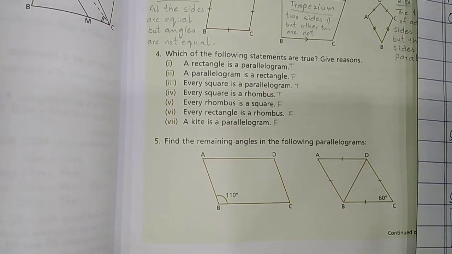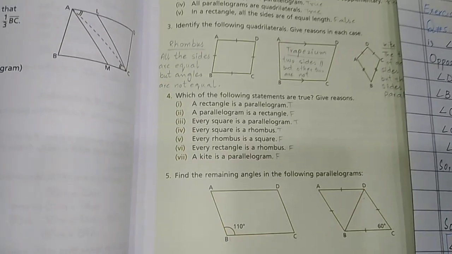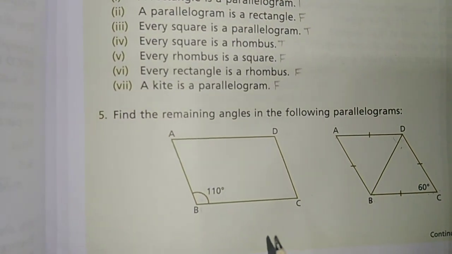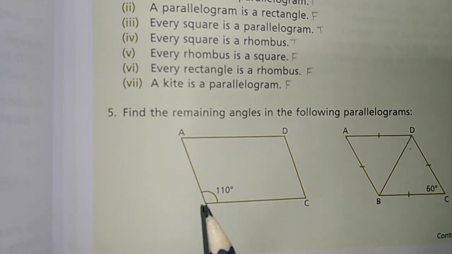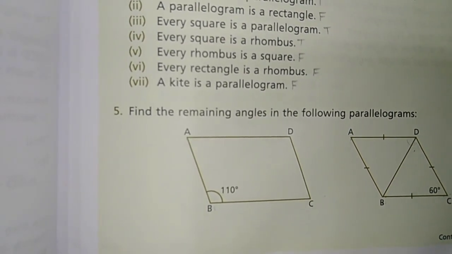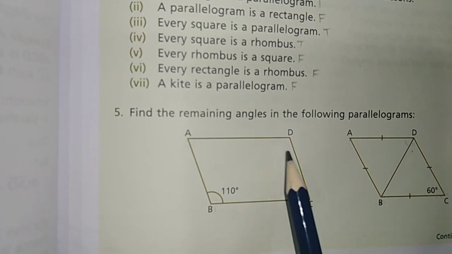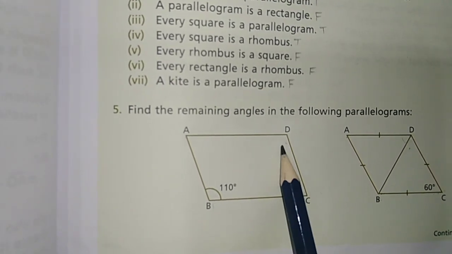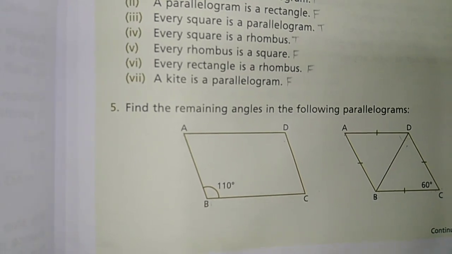Assalamu alaikum students. Today we have to do our question number 5 to 10 of exercise 16. Question number 5 consists of two parts, and we have to find the remaining angles in the following parallelograms. In the first diagram, angle B is given and angles A, D and C are not given. It is obvious that angle B and angle D are going to be the same because they are opposite angles of a parallelogram. So angle D will be equal to angle B, that is 110.